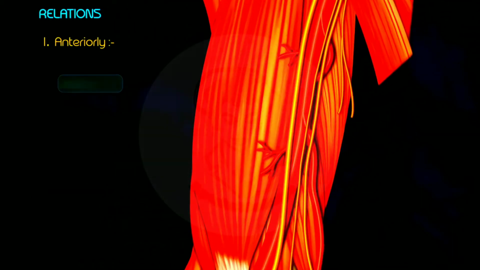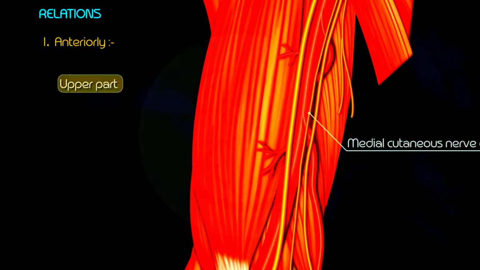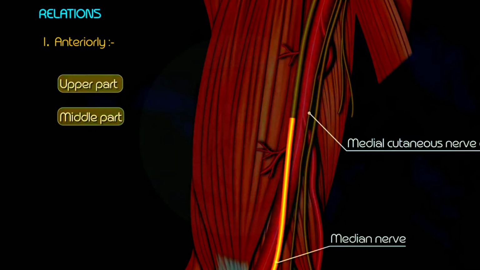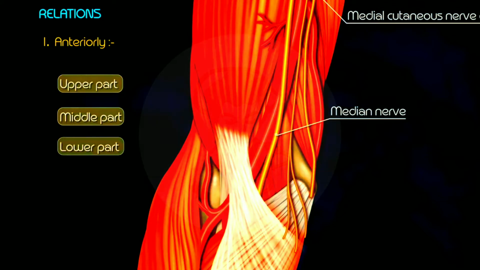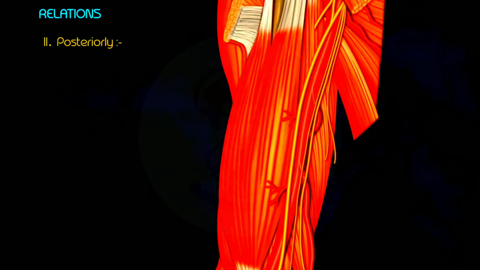Its relations are as follows. Anteriorly at the upper part, it is related to the medial cutaneous nerve of the forearm. In the middle part, it is crossed from lateral to the medial side by the median nerve, and in the lower part, it is crossed by the bicipital aponeurosis.